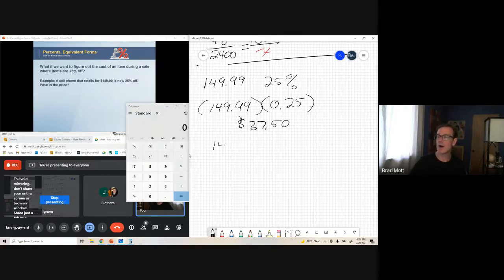To arrive at the net price, we need to subtract $37.50 from our initial price, 149.99 minus 37.5. So the total price is $112.49, which is the net price.